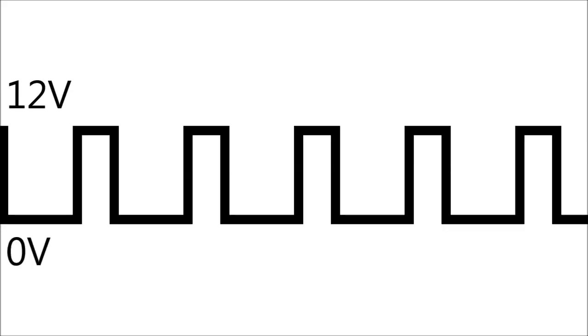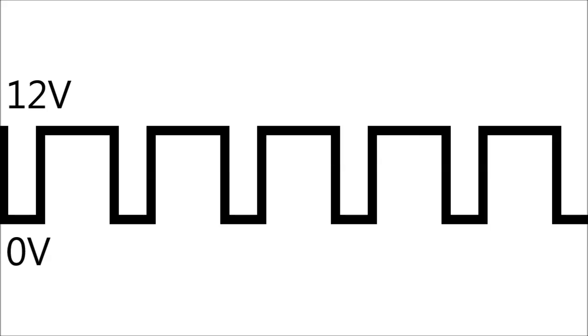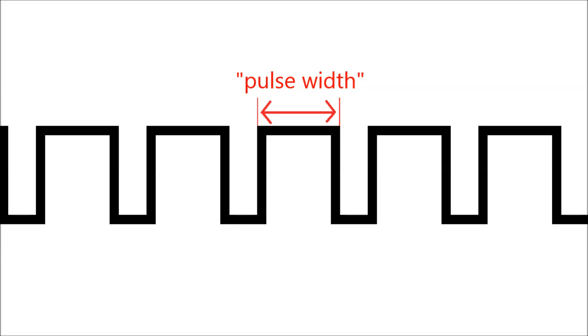Pulse width modulation is a form of dimming where power is switched on and off very rapidly. 25% on time equals 25% brightness. 75% on time equals 75% brightness. The time between the starts and ends of the peaks is called pulse width. Hence, pulse width modulation.